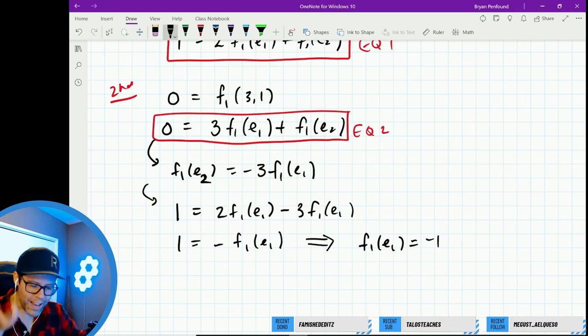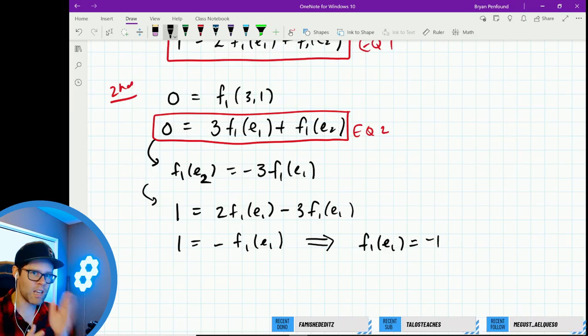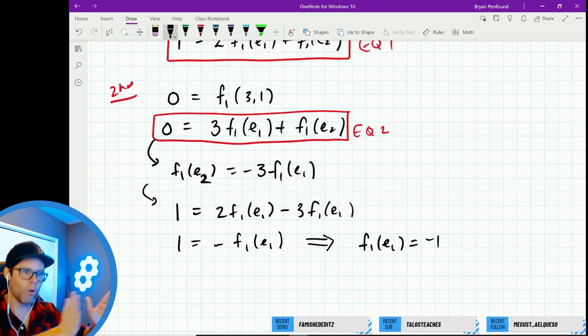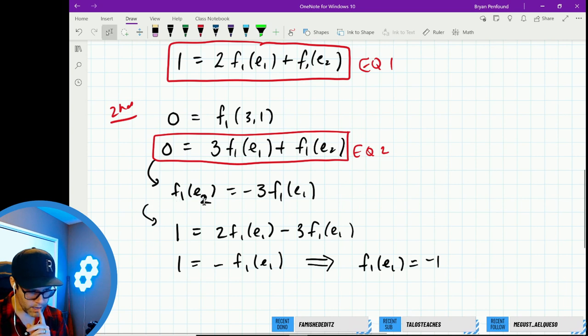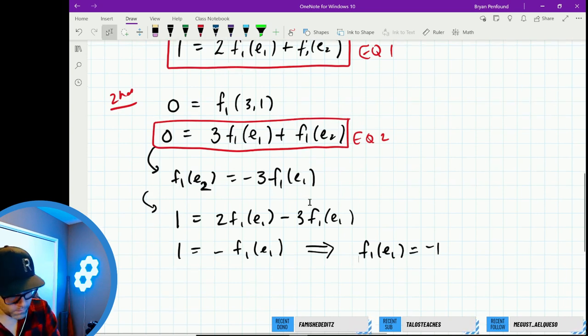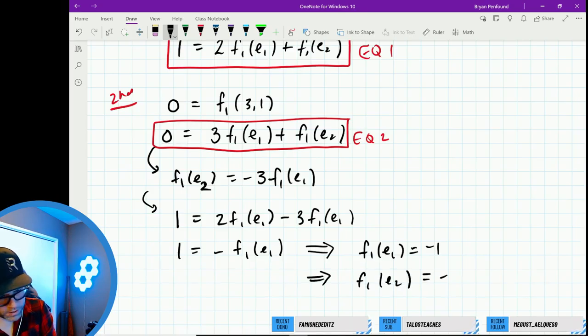Oh, this is cool. I think I understand what they're trying to do. They're trying to say I have a standard basis, which is E1 and E2. If I can figure out where those standard basis vectors go under this linear functional, then I can completely determine any linear functional in this particular space that we're working with. Okay, cool. So knowing this, that means that F1E2 has to be 3. Right, it should be negative 3 times negative 1, or 3.